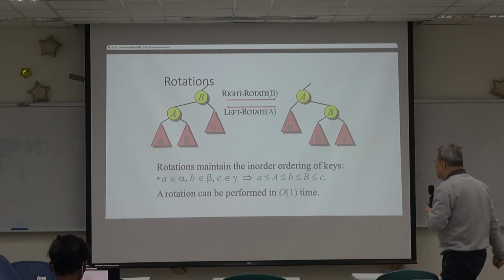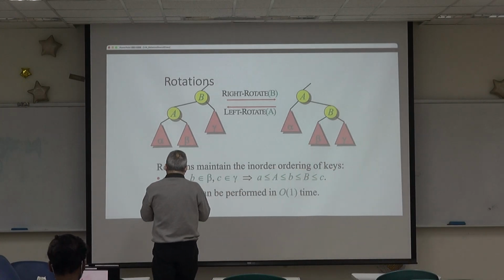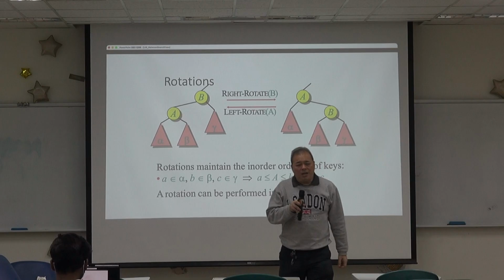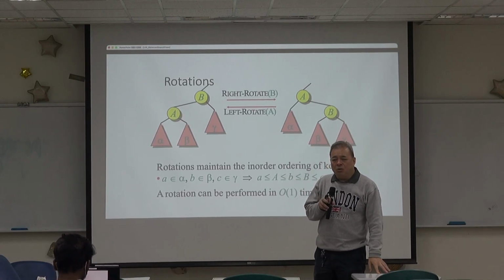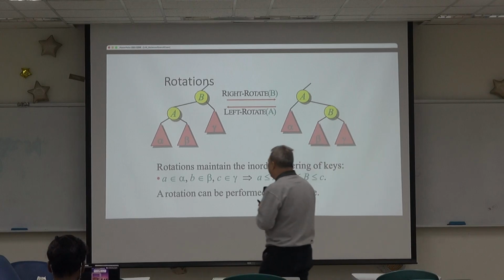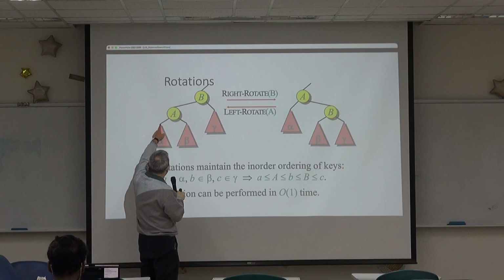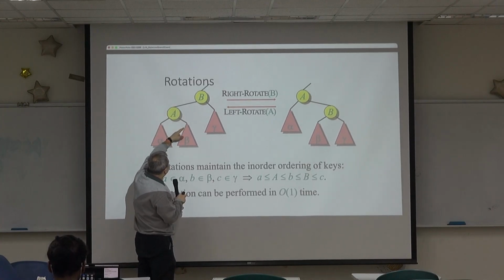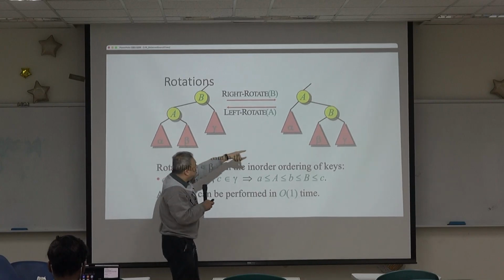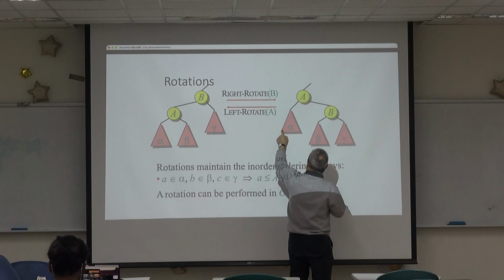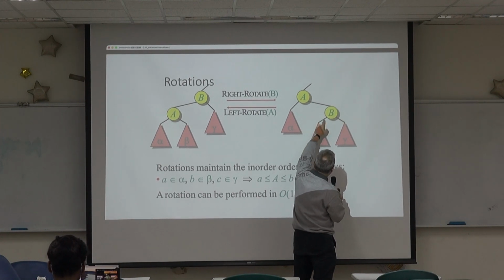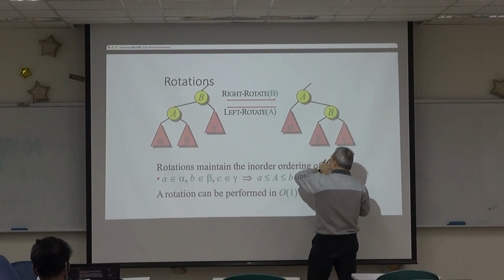So you can see that from left to right or from right to left, regardless of the direction, the in-order traversal is always maintained. For example, in order you are going to deal with alpha subtree, and then capital A, and then beta, and then capital B, and then gamma. And here, the in-order traversal, you are going to deal with alpha subtree, and then capital A, and then beta subtree, capital B, and the gamma subtree. That will be exactly the same, right?